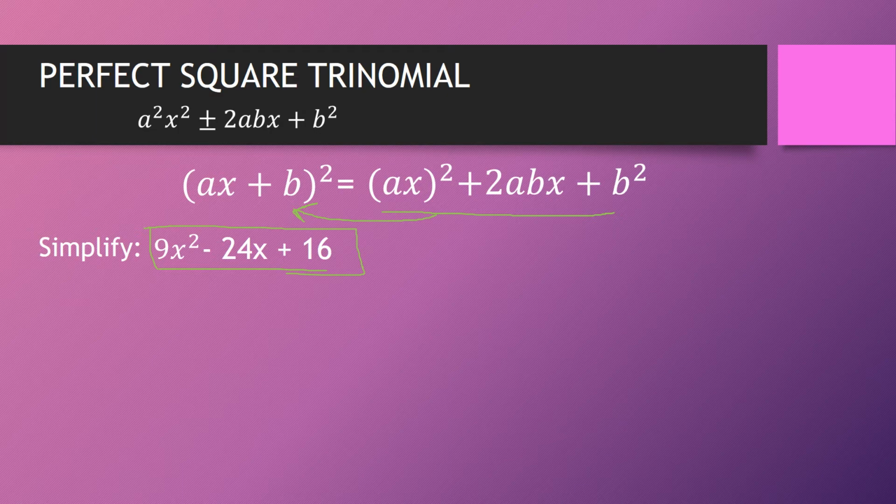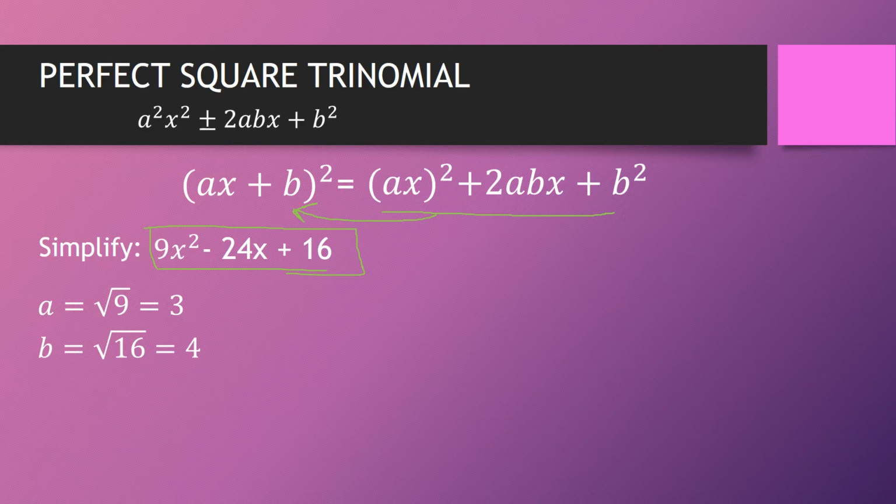What do you have to do to find A and B? Well, number one, remember A is the square root of this number. Now, A is 3 because it's the square root of the coefficient of the x to the second power. And B is the square root of the constant term, 16. Now I have A and I have B. But to do this, I need to check first if my expression is a perfect square.